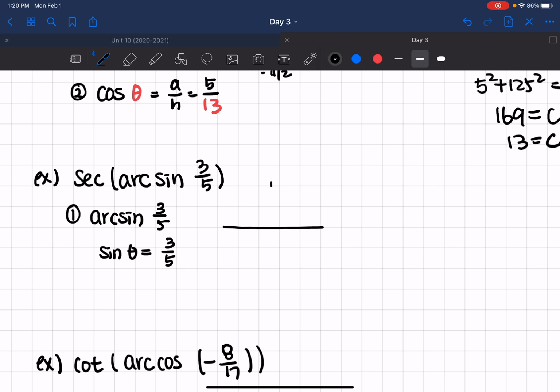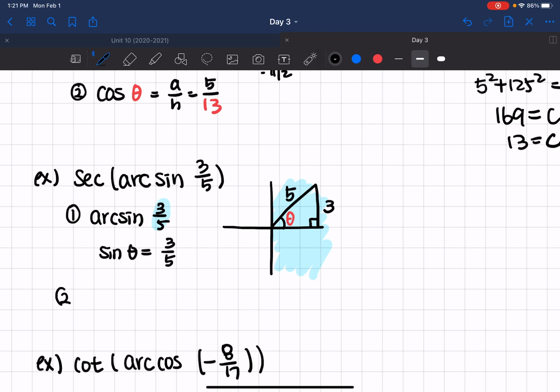Sine is positive in the first and second quadrants, but your inverse has to be in the first and fourth quadrant. And since this is positive, your angle has to be in the first quadrant. So here's the angle. Again, I don't know the exact value, but your opposite is 3, hypotenuse 5.